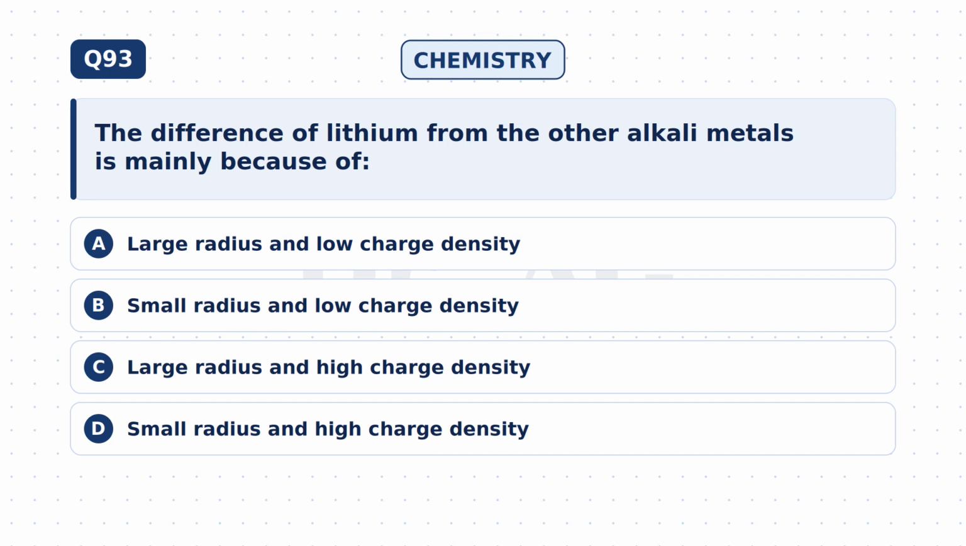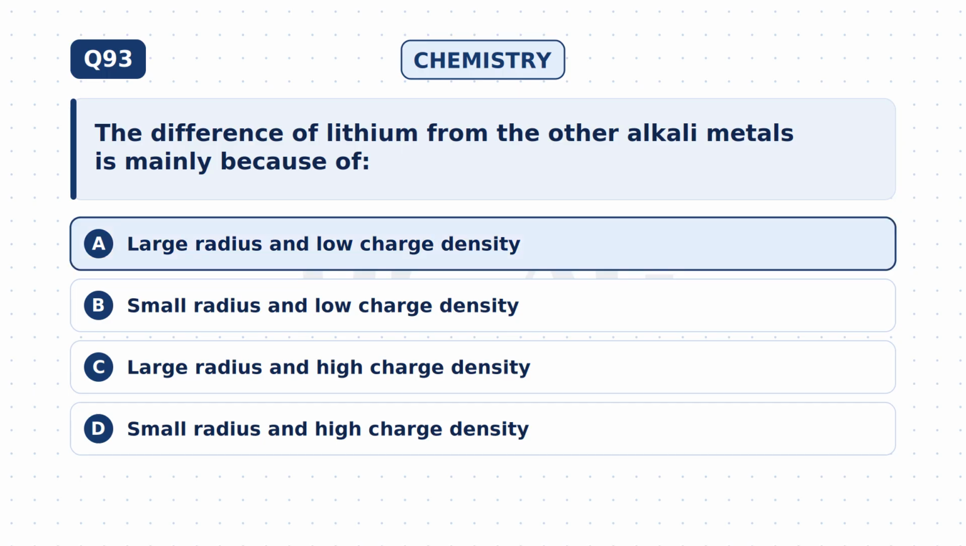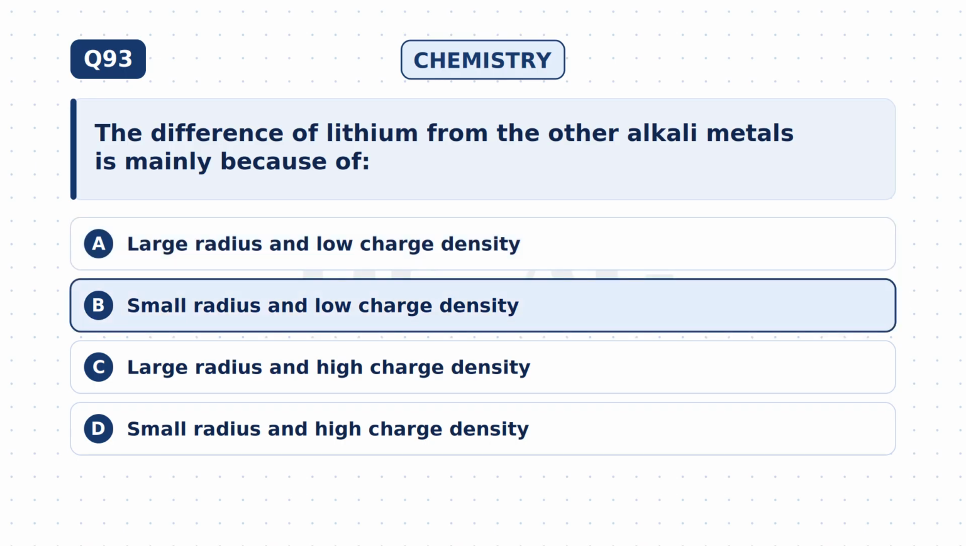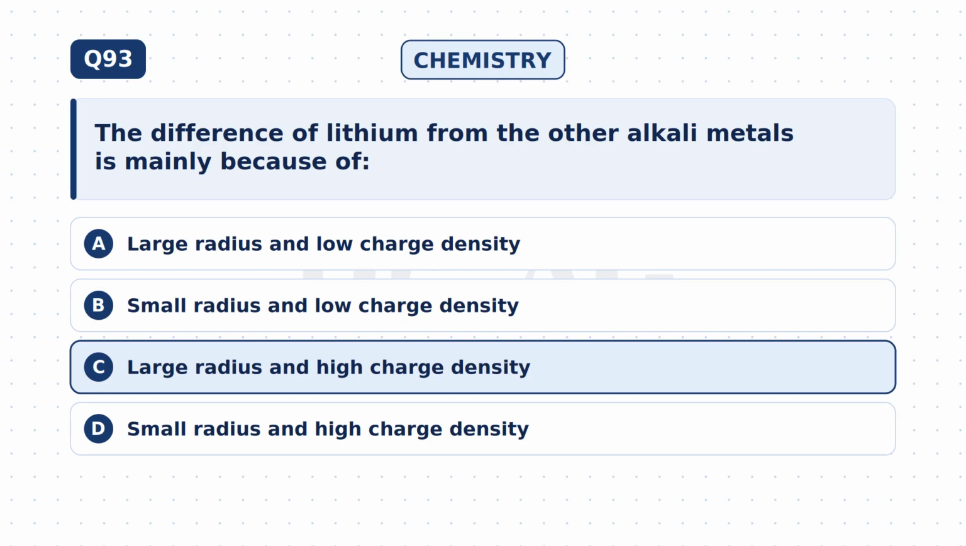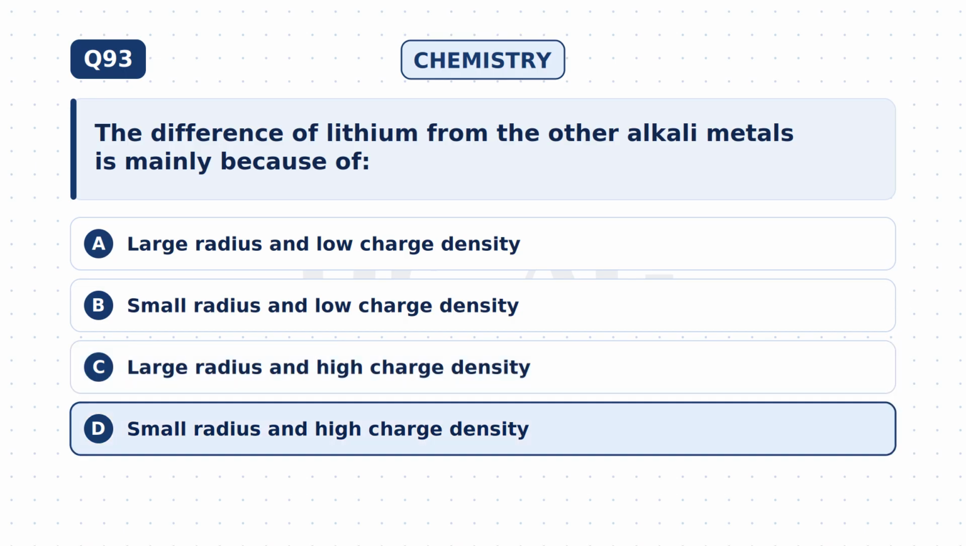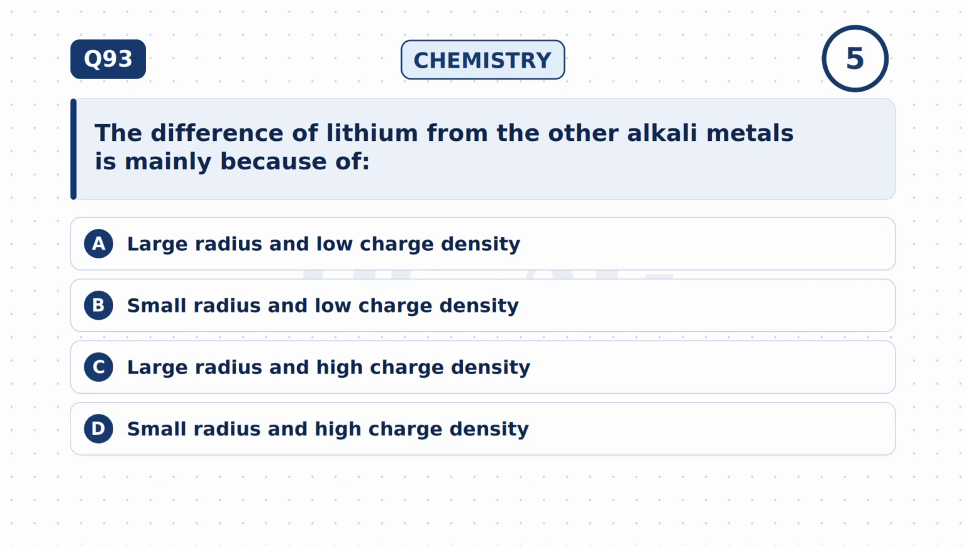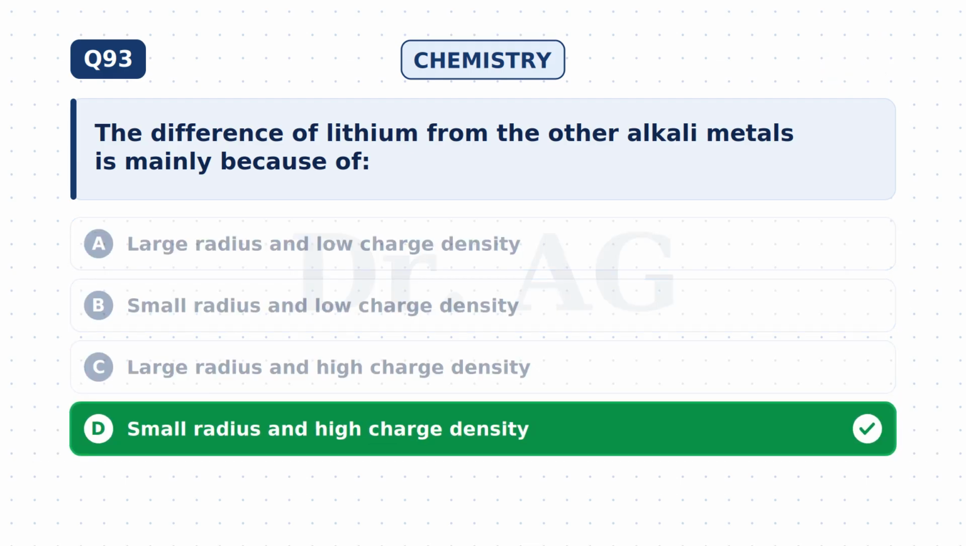Question 93. The difference of lithium from the other alkali metals is mainly because of Option A, large radius and low charge density. Option B, small radius and low charge density. Option C, large radius and high charge density. Option D, small radius and high charge density. The correct answer is D, small radius and high charge density.